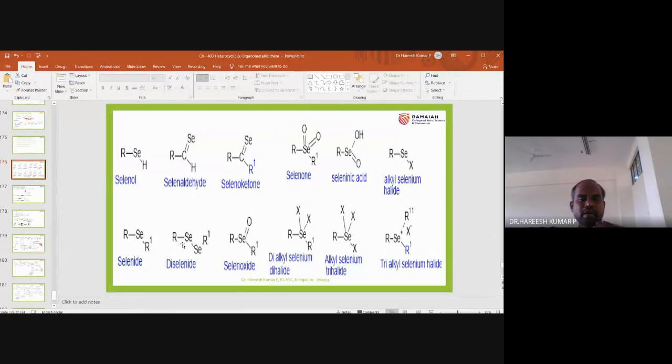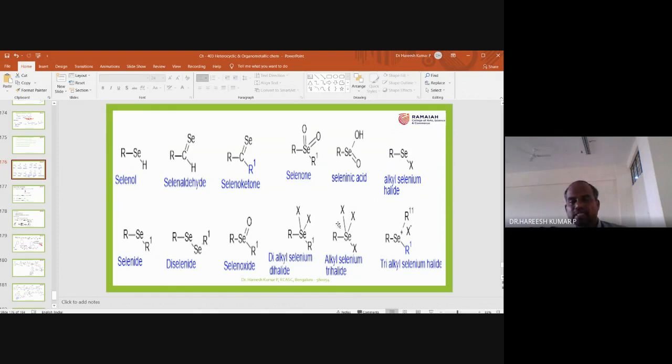Of course, here what you can observe is two Se atoms bonded to each other. Then it is called diselenide. Di stands for two selenium atoms, which form a covalent bond. Such compounds are called diselenide. Suppose selenium contains one oxygen and is attached to two alkyl groups, then it's called selenoxide. Suppose selenium is attached to two halide groups and two alkyl groups, then it is dialkyl selenium dihalide.